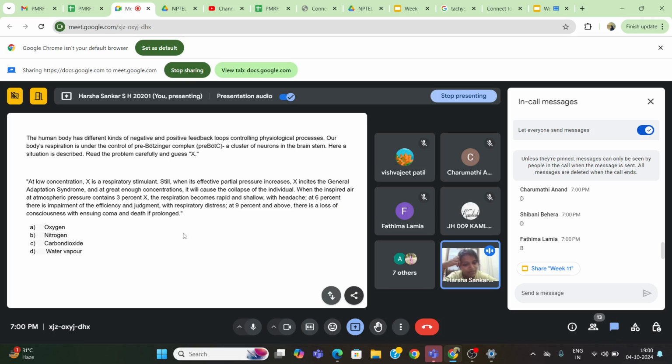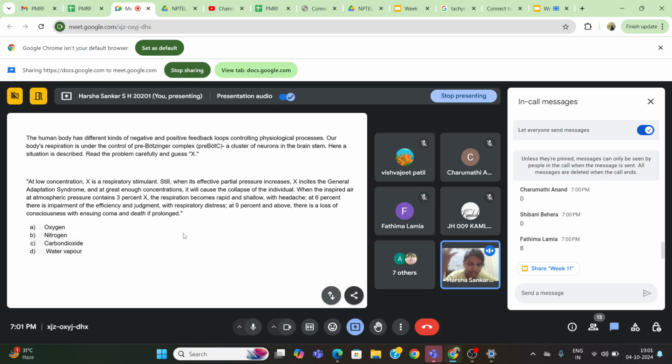So if your partial pressure changes, the total diffusion process will change, right? If it becomes 3%, it means we are not getting enough oxygen. When we are not getting enough oxygen, our respiration becomes rapid and shallow, definitely. That means we are in an environment with high carbon dioxide. And if it is 6%, it means there is respiratory distress.